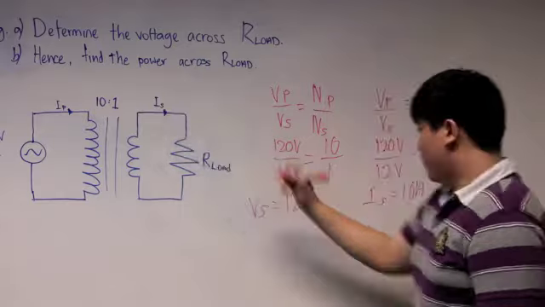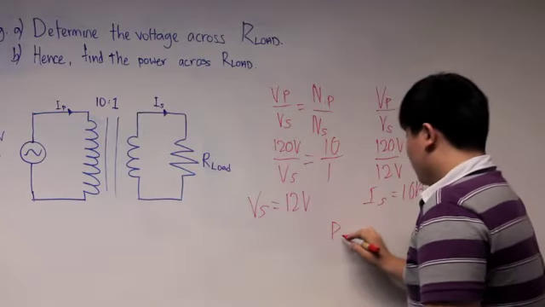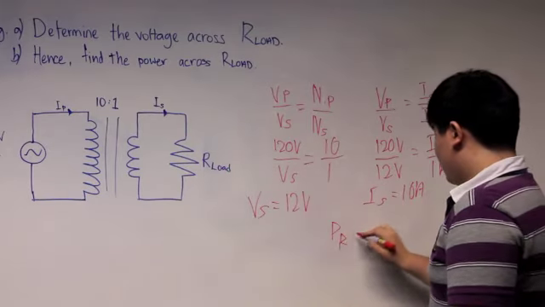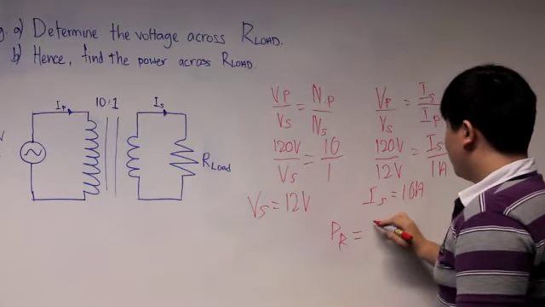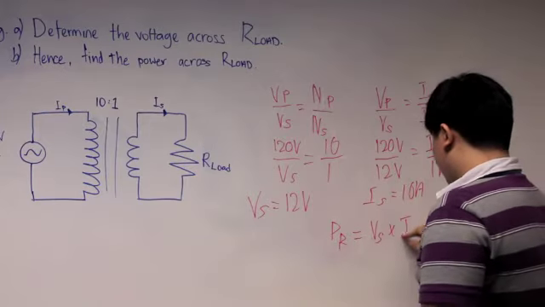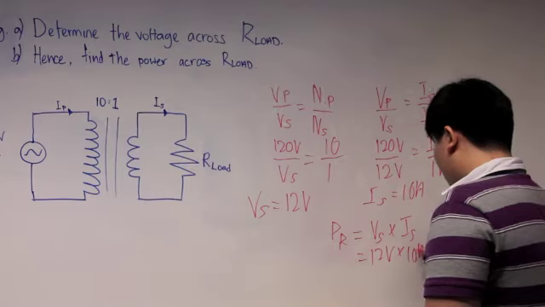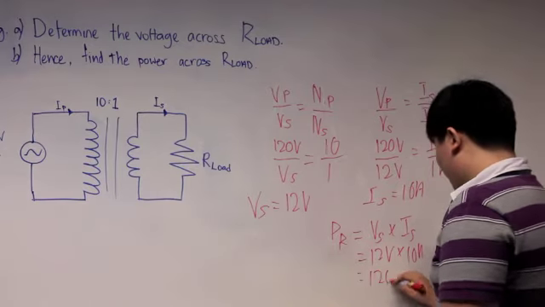Now we find the power. Power across R load is equal to Vs times Is, which is 12 volts times 10 amperes, equals 120 watts.